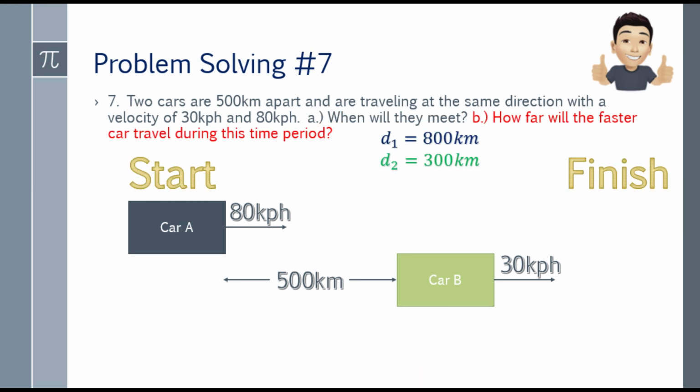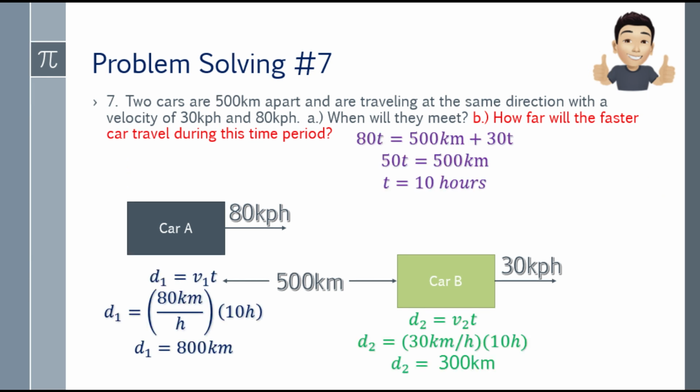Right, next part of the question. How far will the faster car travel during this time period? So, makikita natin, we can use the formula again, d is equal to Vt. So, d is equal to, the velocity is 80 kilometers per hour, times natin yung time, kasi alam na natin yung time, that will be 10 hours. So, that will be 80 times 10 will be 800 kilometers. So, that's for the car A.